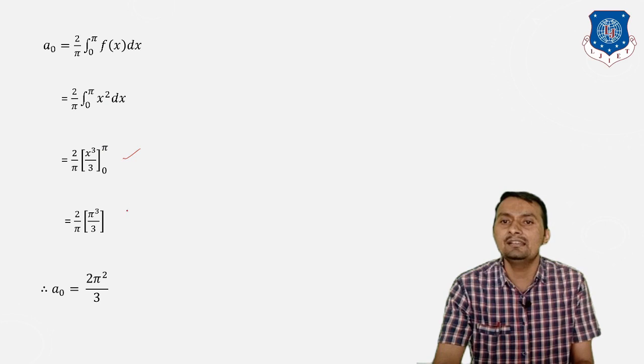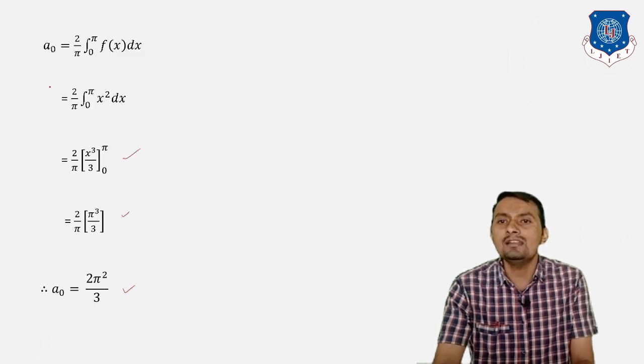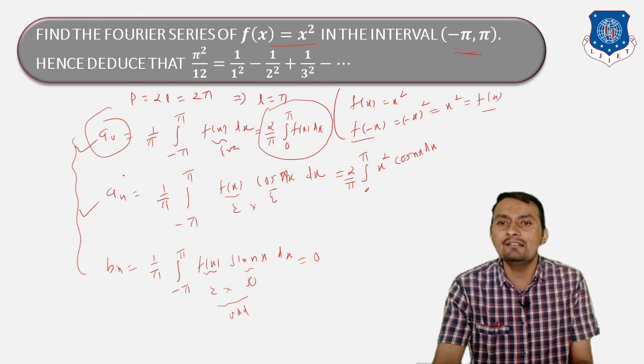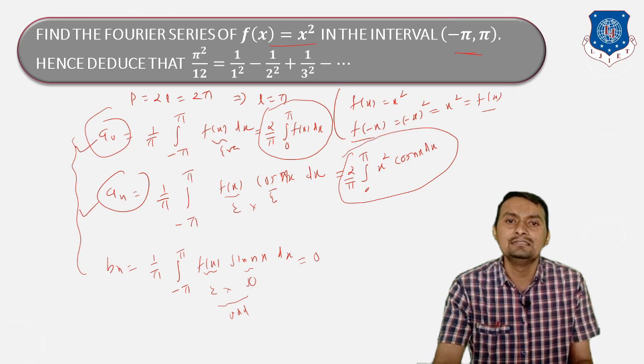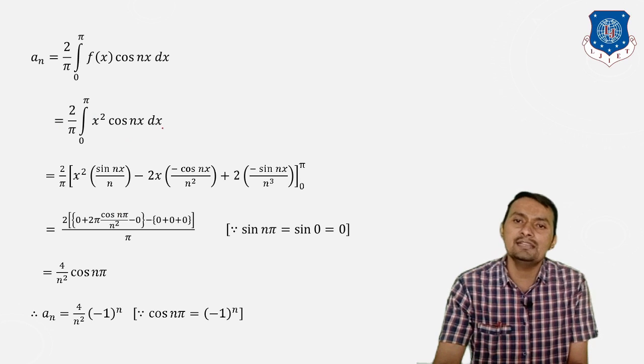But when we integrate and put the upper limit and lower limit and simplify, we will get a0 is equal to pi square divided by 3. Already we have seen that an is equal to 2 divided by pi, integration 0 to pi, x square cos nx dx. So I am just going to use it here, and based on that we can find: here f of x is equal to x square and cos nx is there.